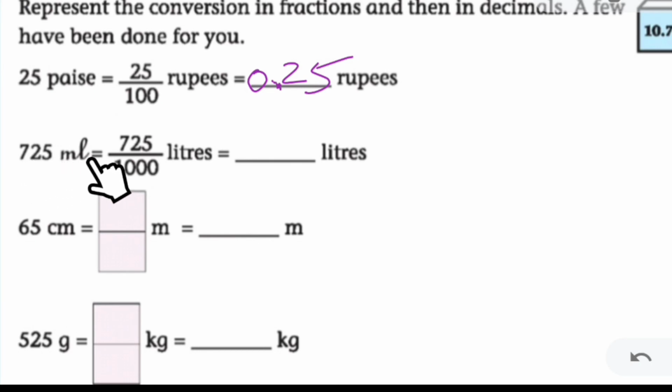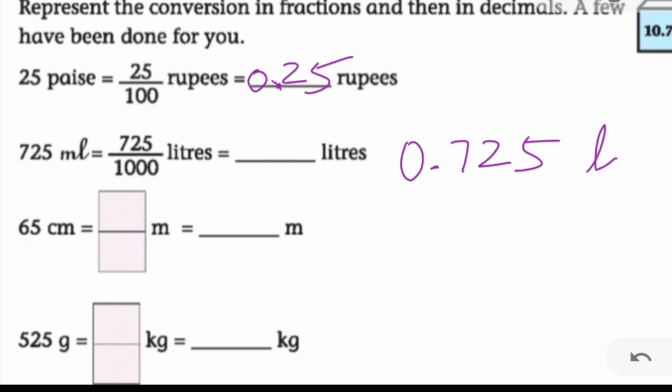Next, 725 milliliter. So what is the relationship between liters and milliliters? 1 liter equals 1000 ml. So 725 divided by 1000 liters. How do we write in decimals? First write the number 725, and in 1000 how many zeros? 1, 2, 3. So we count the digits 1, 2, 3. Then put the point and 0.